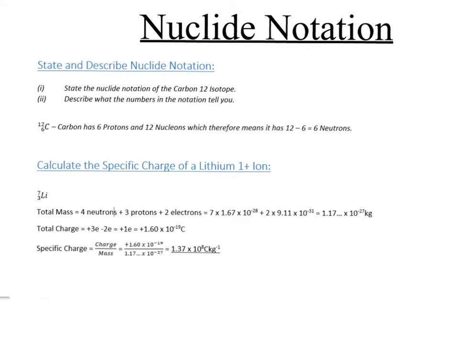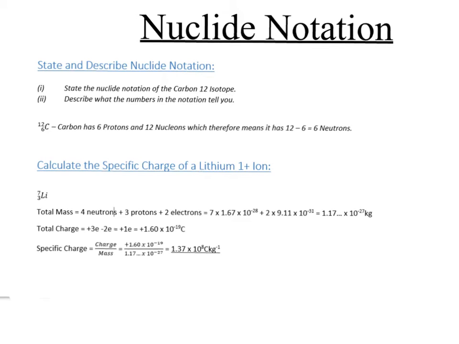So first of all, let's look at nuclide notation. In the previous example, I showed you carbon 12, and this is what you would do if you're asked to state the nuclide notation. You state it like this, showing nucleon number on the top and proton number on the bottom, and the atomic symbol next to it. In terms of what they tell you, the 6 tells you there's 6 protons, the 12 tells you there's 12 nucleons, so therefore 12 minus 6 gives you the number of neutrons, which is 6.